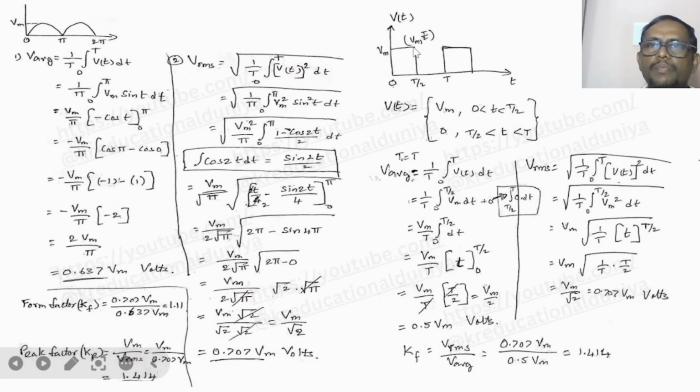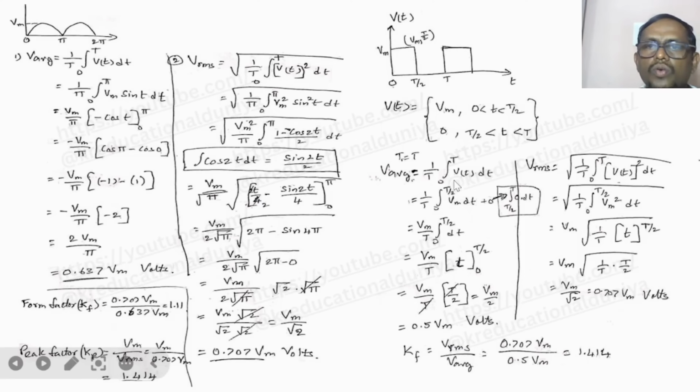Okay, so at this point Vm comma T by 2, at this point T by 2. Here if you observe carefully, from 0 to T by 2 we are having a cycle, and from T by 2 to T we don't have any waveform, right? So we have to apply two limits. From 0 to T by 2 the maximum value is Vm, but from T by 2 to T, the maximum value is 0, right?